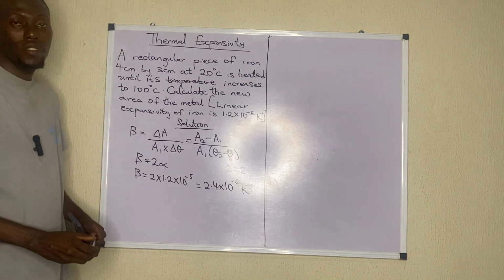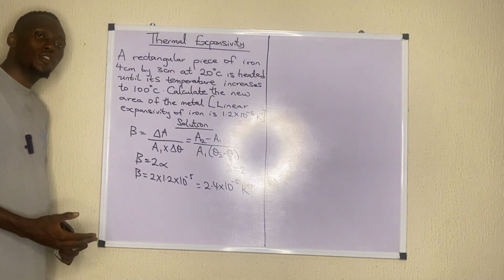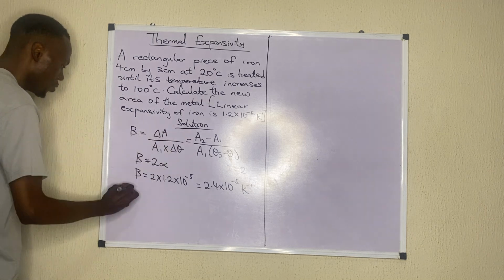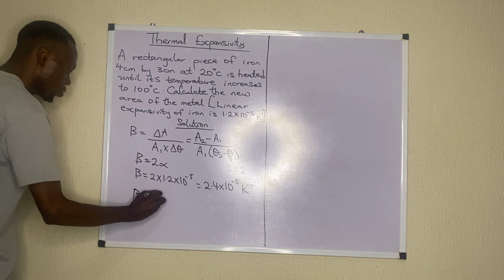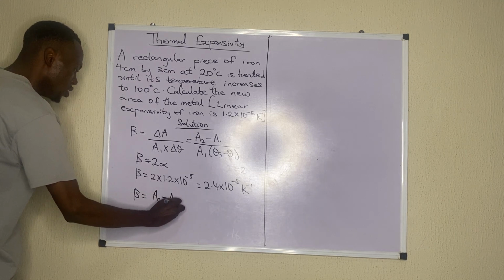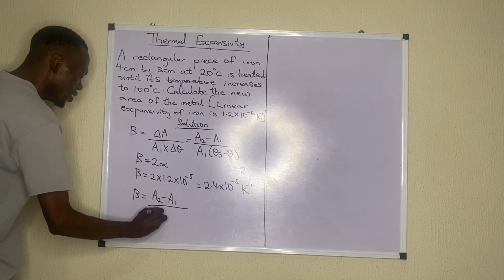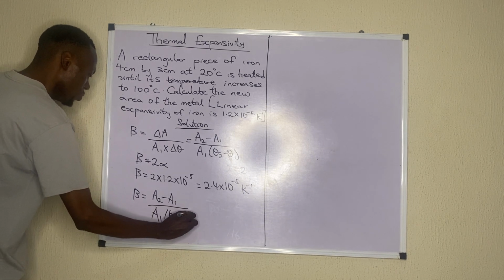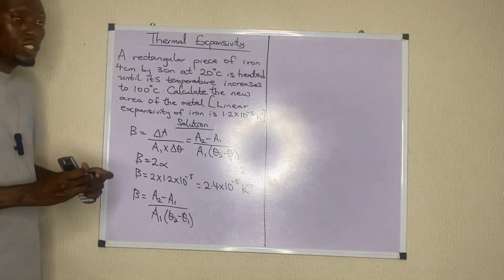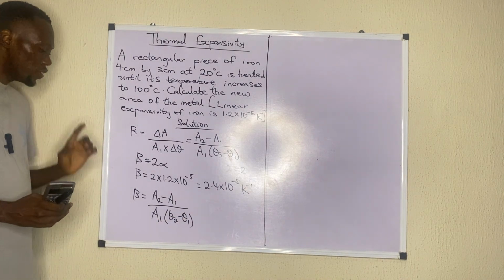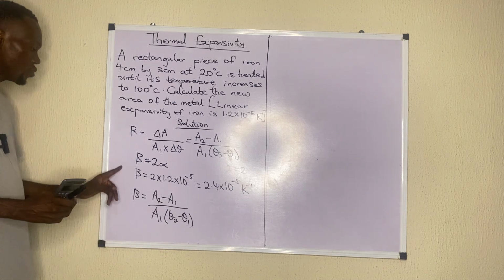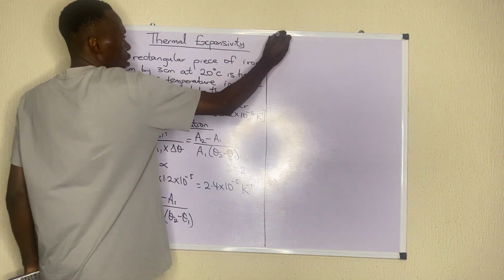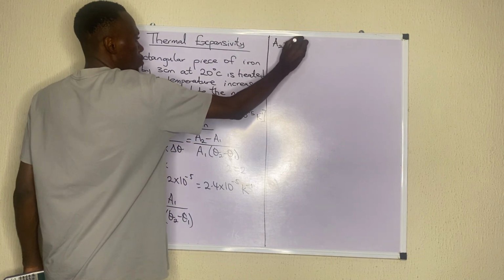Now, since we have gotten the superficial expansivity of iron, we can easily solve this question. The formula we put on the board here was beta is equal to new area minus initial area divided by the initial area times the change in temperature. In solving this question, I would love to put out the value of each of these so that it will be easy to solve. So we've already gotten the value of the superficial expansivity. Now what will be A2? A2 is what we are looking for. The new area is what we are looking for.